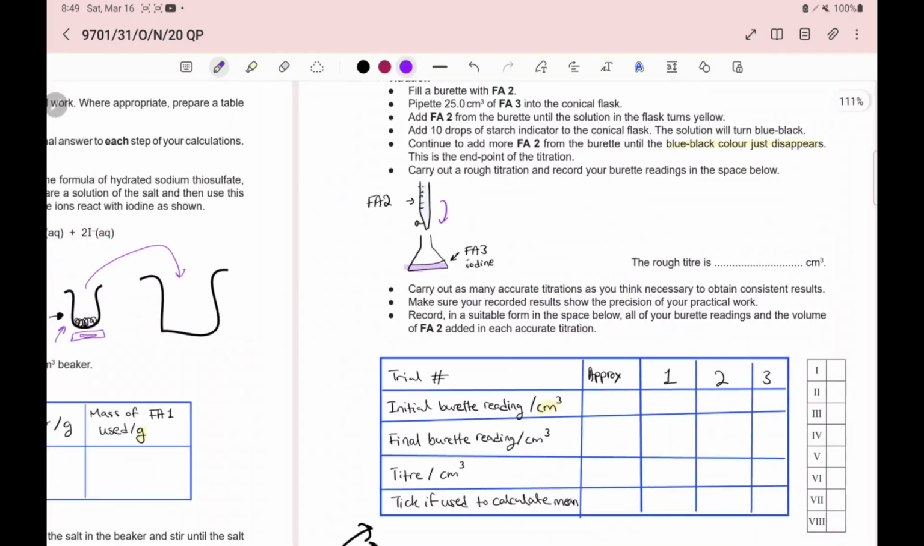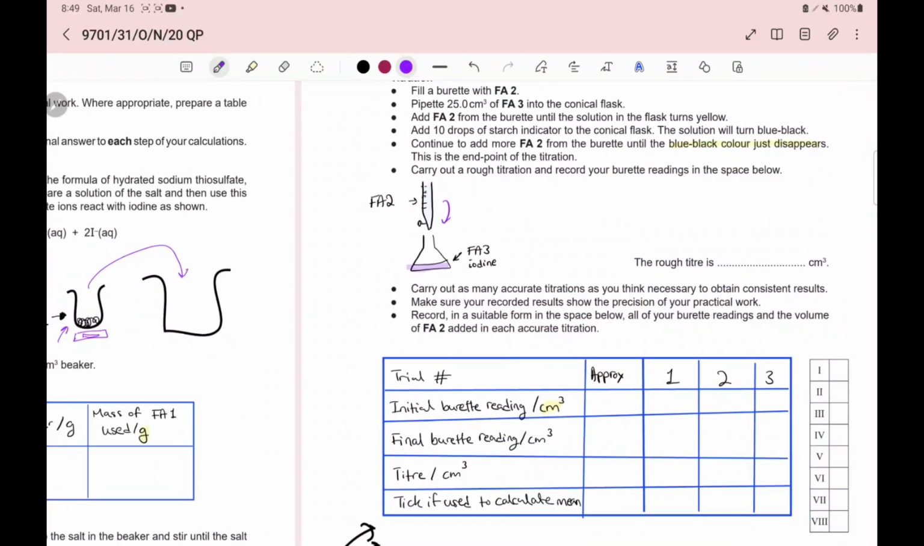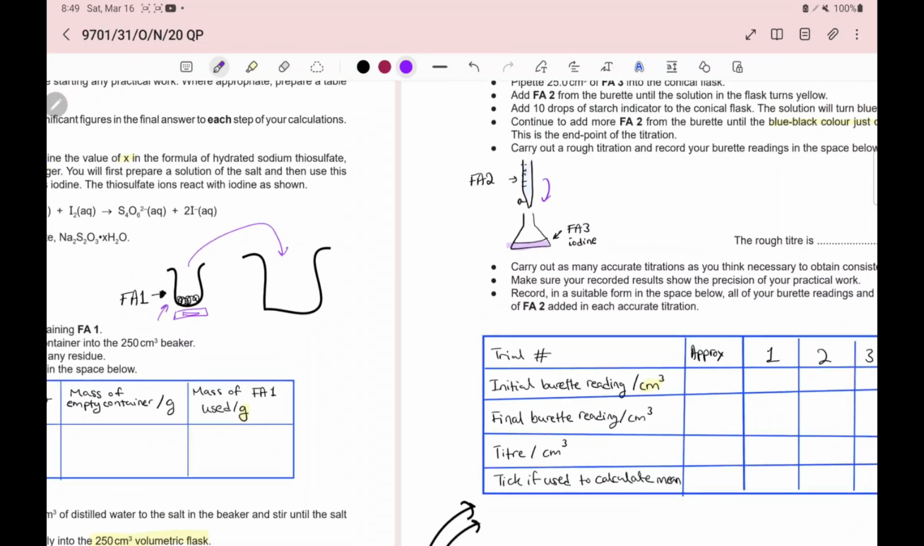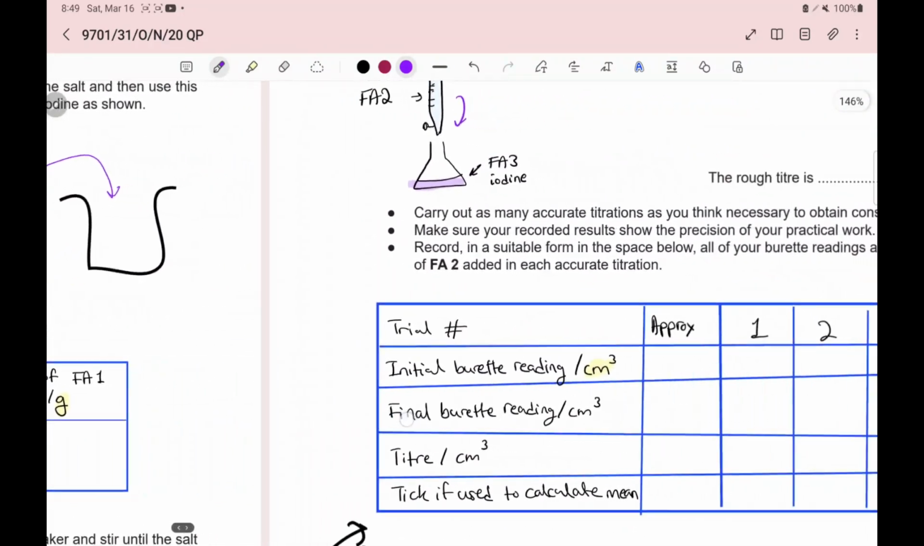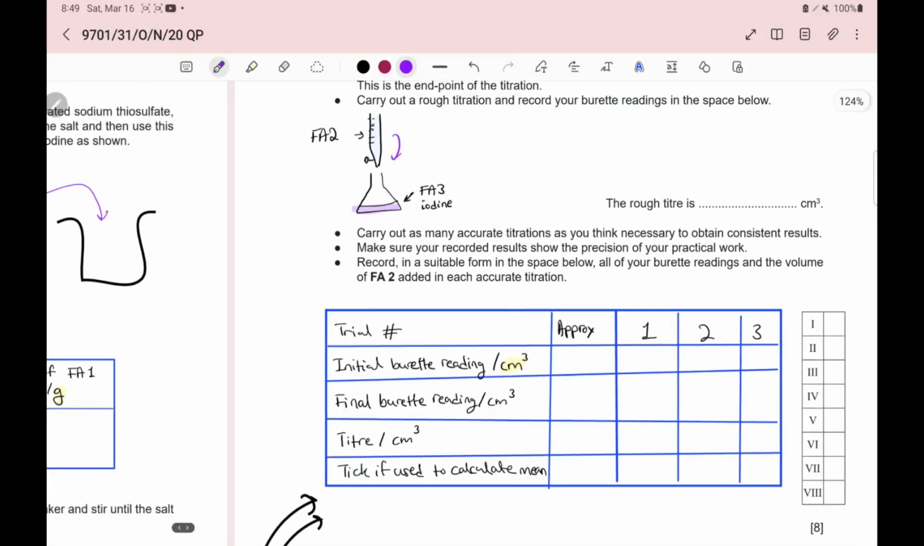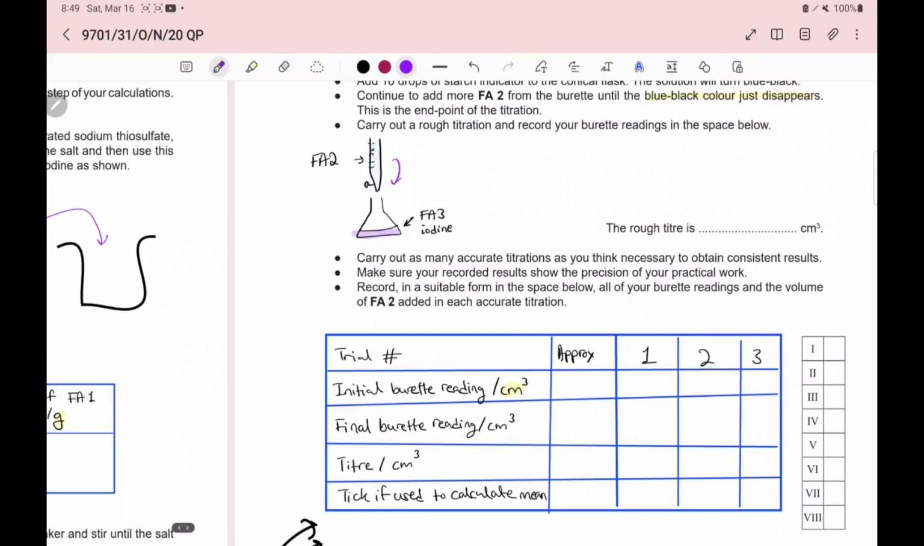So what I did was create this table, which you should also be creating, and also remember to place units. Like here with the mass, I made sure that it's in grams. The burette reading is in centimeters cubed. So these are also points that you'll be getting. Even if you didn't do anything, you're at least labeling your table correctly, you'll be getting marks.